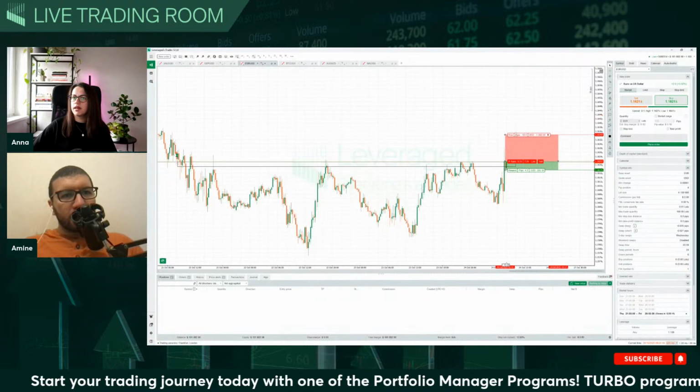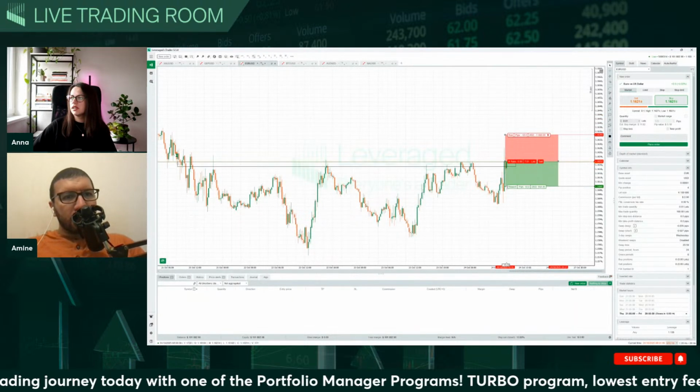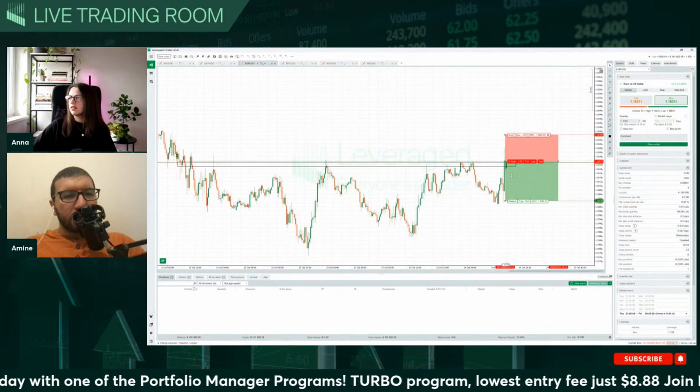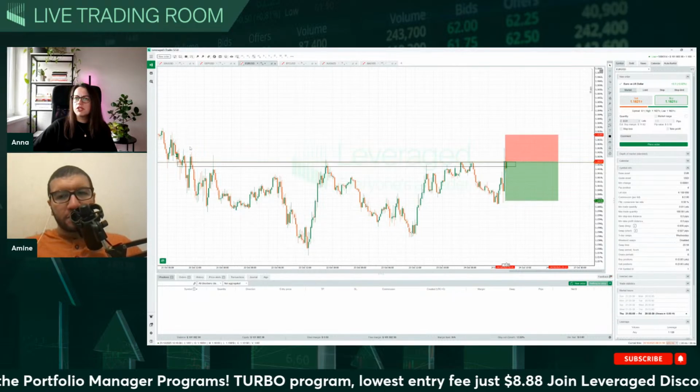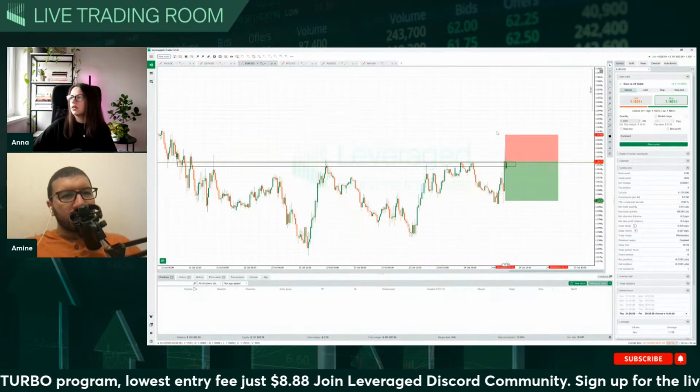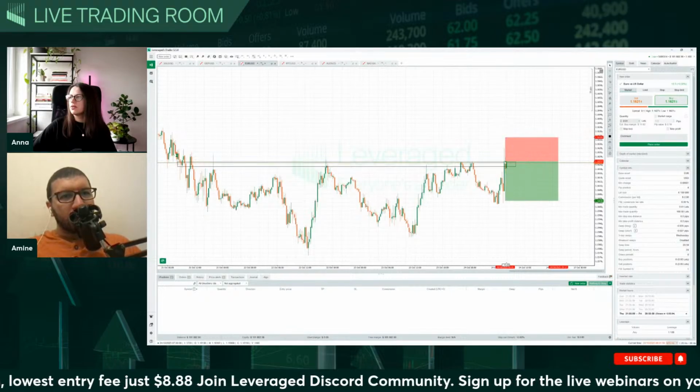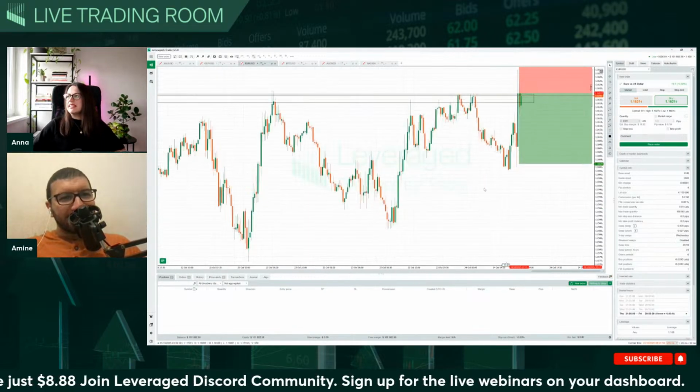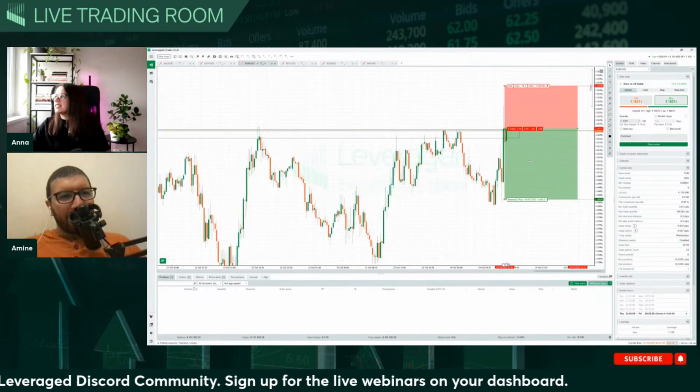Let me put in my stops. I'm going to target 1.5. Maybe my stop could be lower. Maybe I want to lower it here, like so. So this is going to be my setup. I am going to sell.